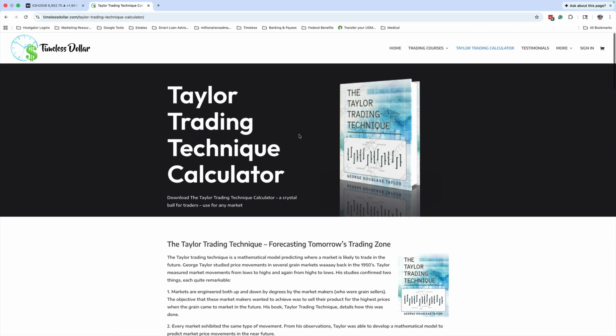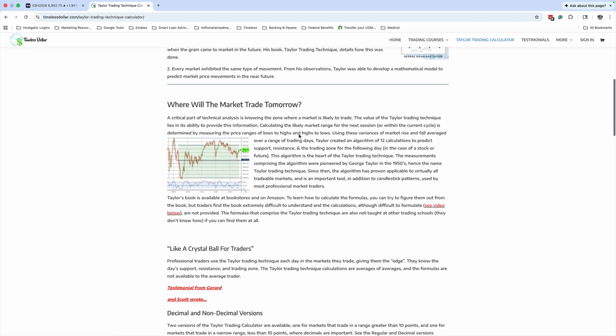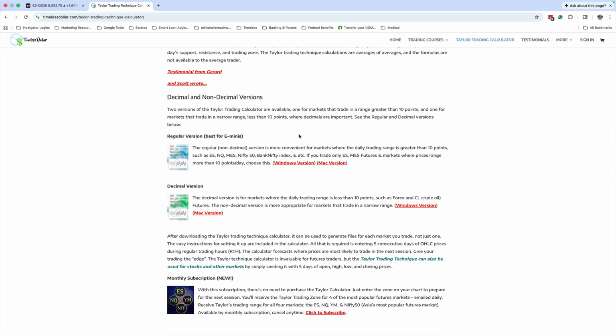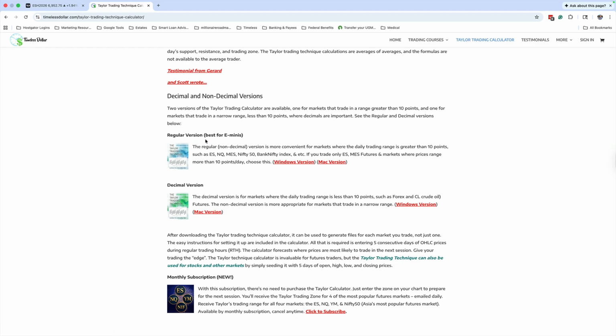So I'm going to give you a little bit of an introduction to this page. And there are two Taylor Trading Calculators. One is for markets that trade greater than 10 points a day, and one for markets that trade in less than 10 points a day, the difference being the decimal places. The regular version is good for markets that trade greater than 10 points a day, such as the E-mini. The decimal version is good for markets that trade in fewer than 10 points a day, like the oil futures market trades in very tight range, so you'll need the decimal version.